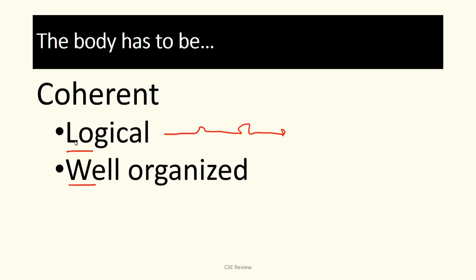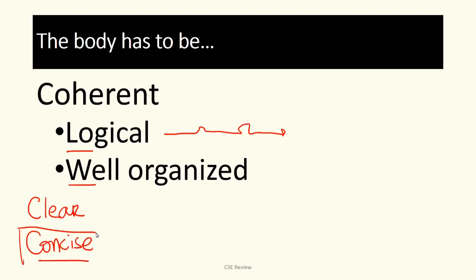Kasi it shows na meron kang preparation even before you started typing your paper. So it has to be logical, it has to be well organized. With the coherence, kasama na dyan yung clarity, kasi it has to be clear, and it has to be concise. Pag sinabing concise, ibig sabihin nun, maikli. Now, bakit nalagay ko yung concise?